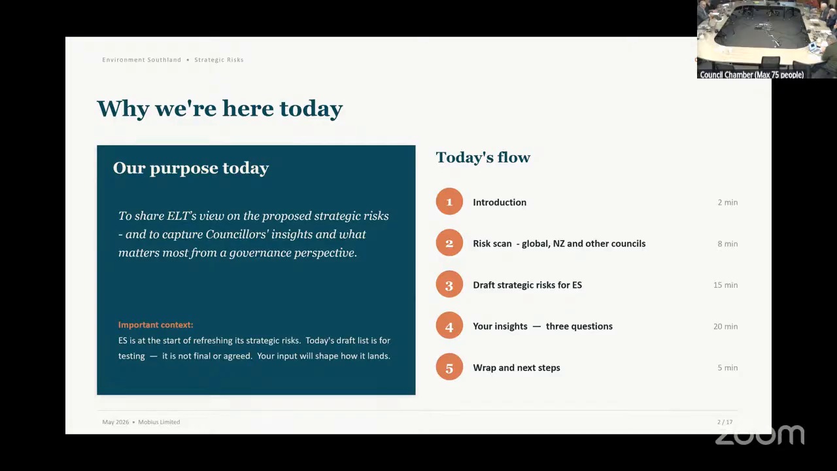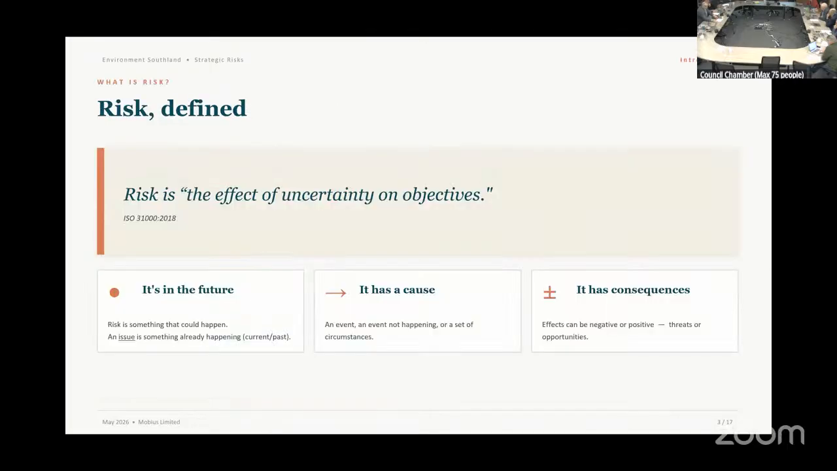So we'll start with getting us all on the same page in terms of what risk is. If we look at the ISO definition, risk is the effect of uncertainty on objectives. So these are the things that would stop you from achieving what you want to strategically, so your LTP or strategic framework. Importantly, it's in the future, so it's something that could happen. Issues are a separate process. Those are current issues, and they are dealt with separately.